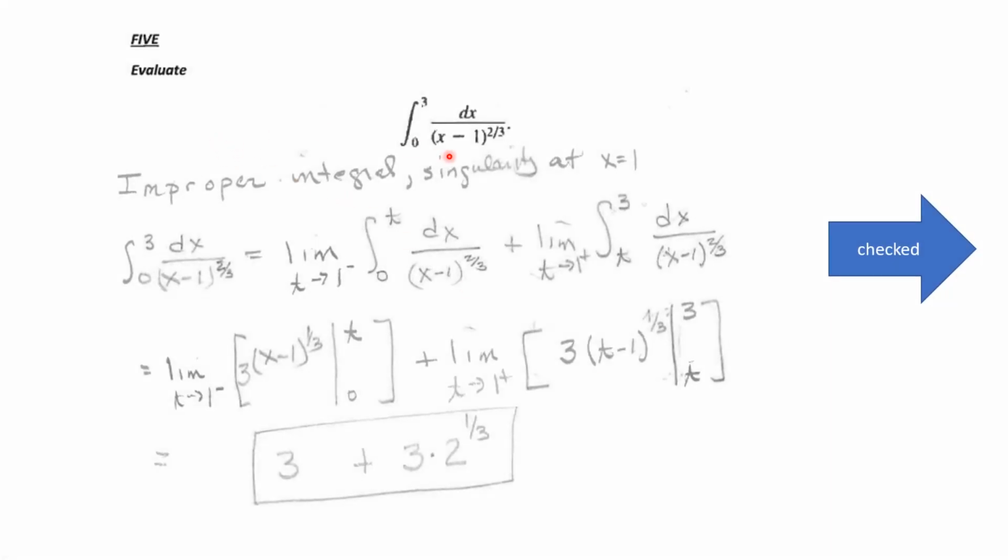Here's problem 5. You were to evaluate this integral. It is important that you note this is an improper integral, and the place where the denominator goes to 0 is at x equals 1, which is in the range of integration. So you have to evaluate this as an improper integral, taking the limit as t tends to 1 from the left for this one, and the limit as t tends to 1 from the right for this one. And so you evaluate those here and here, and you take the limits, and you get 3 plus 3 times 2 to the 1/3 power. So that is the answer you needed to get to earn full credit.